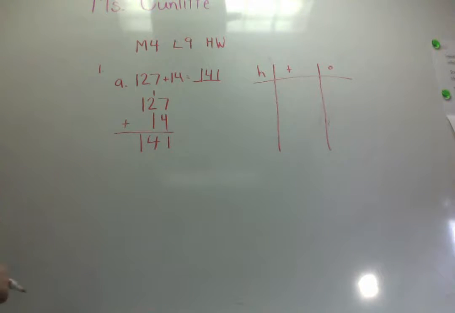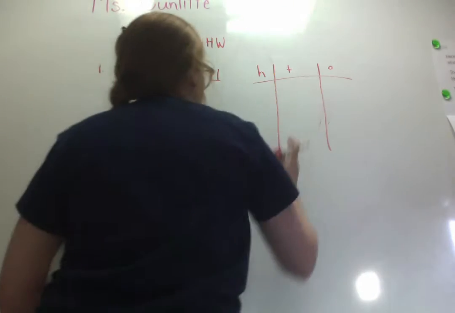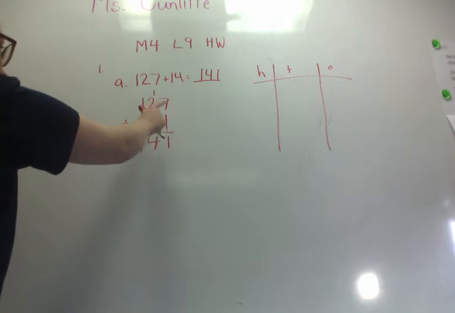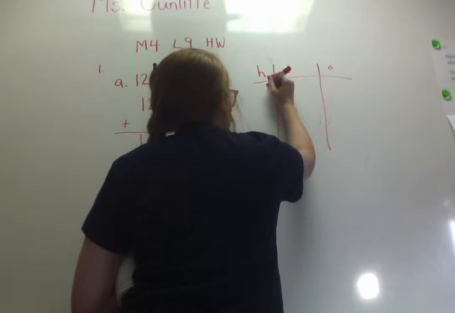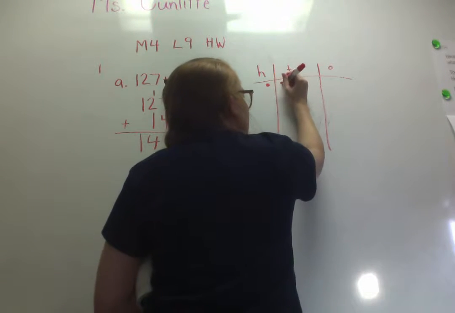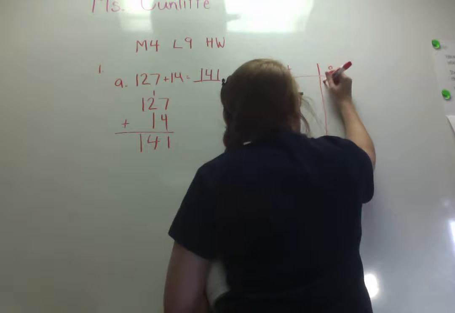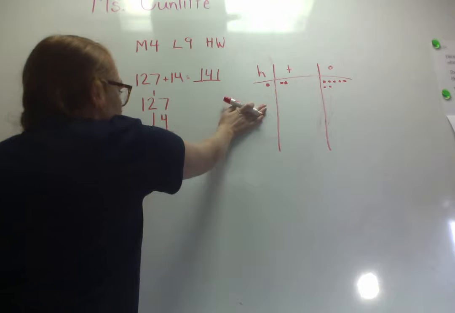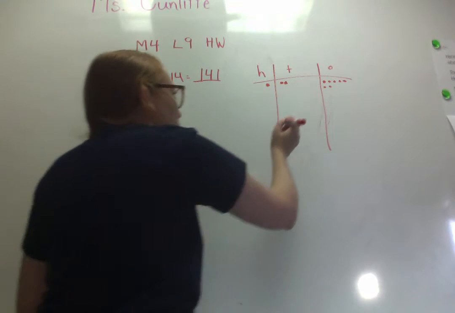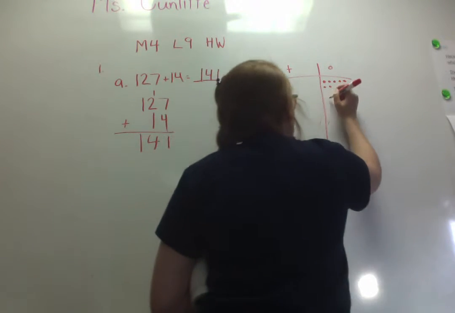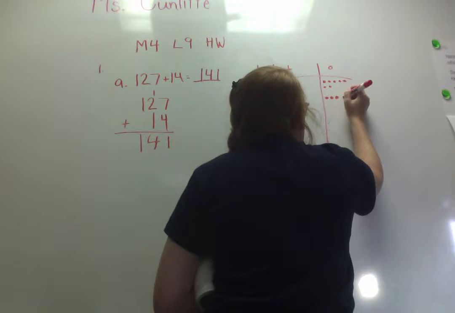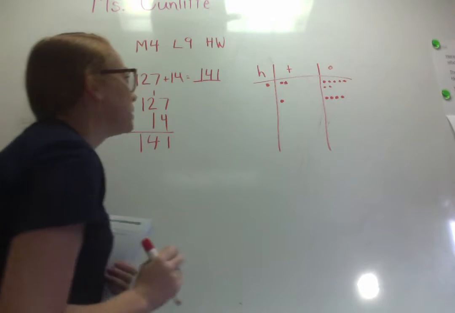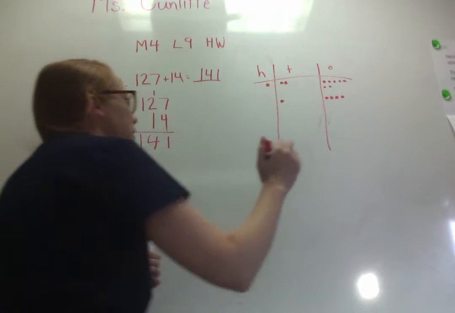You have to now write it over in your picture over here. So first thing we're going to draw is 127. 1 dot in the hundreds, 2 dots in the tens, 7 dots in the ones. I'm going to leave some space because I'm now going to do 14. That would be 1 dot in the tens, 4 dots in the ones. Now I have to look, am I done? I don't know. It looks like I have too many ones over here. I'm going to have to draw and regroup.